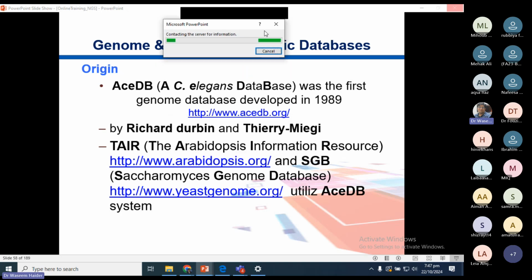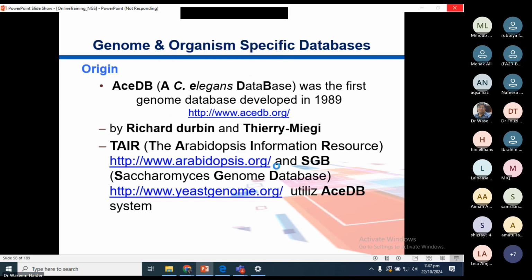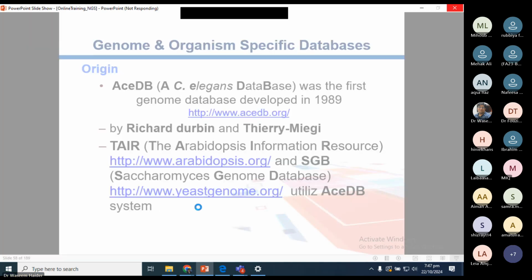Right, for Arabidopsis, maybe, I'll show you when it pops up. So we have TAIR 10, the Arabidopsis Information Resource. The latest version was 10. I guess now the 11 is launched or not, but what I worked with was TAIR 10. That is for Arabidopsis. Saccharomyces yeast is this one. So that also is similar to this ACeDB.